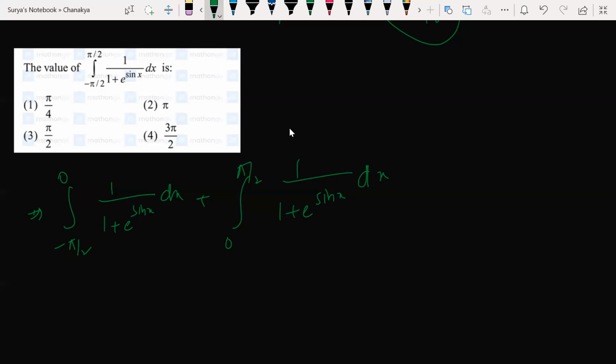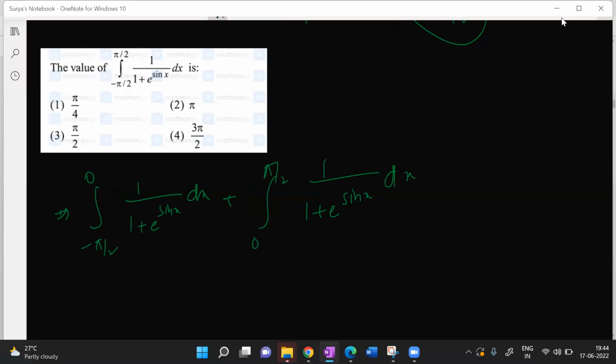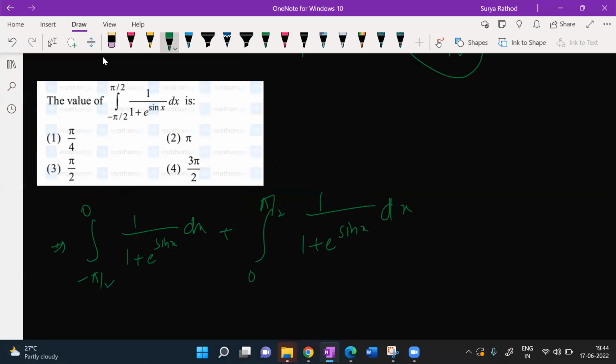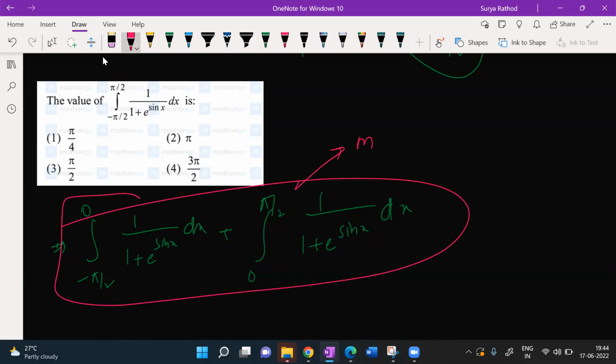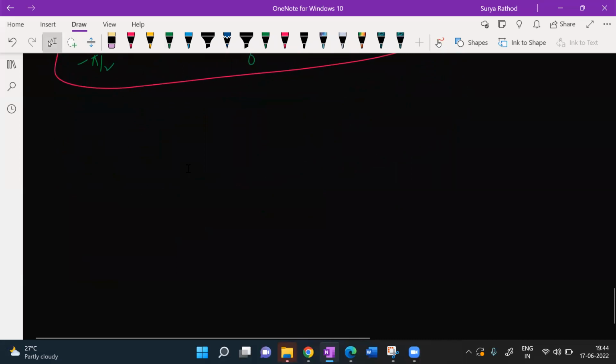Or else, see here, we can solve this question in two ways. How can we solve this question in two ways? Guys, look at this here. You try this as method one. Now let me teach you in another way.